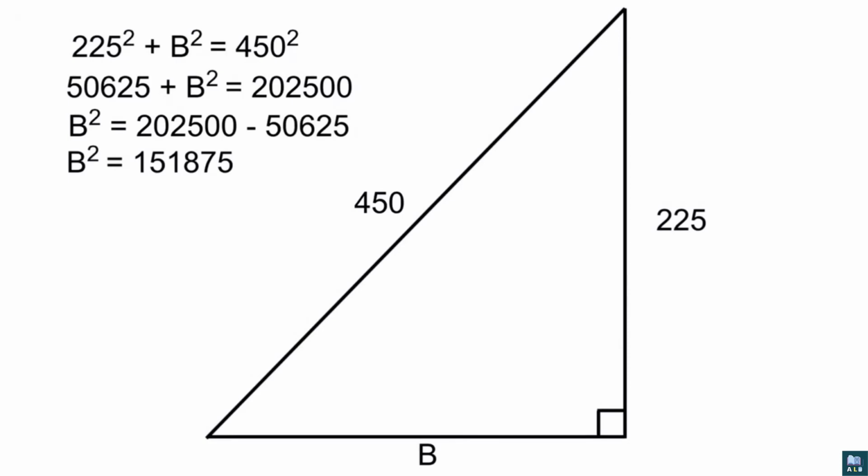B squared is equal to 151,875. As before, we need to get rid of the square. That doesn't do us any good. Let's square root the b squared, and then let's square root 151,875 and get our answer, because it's going to be b is equal to the square root of 151,875.